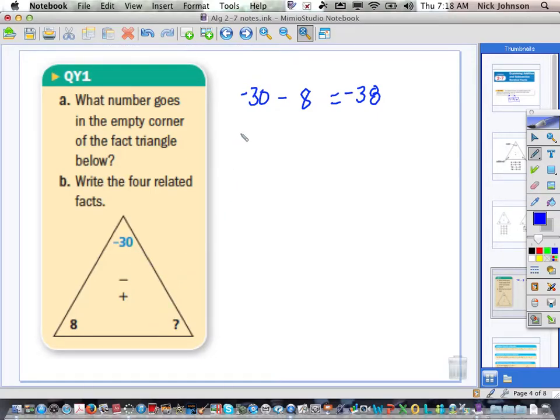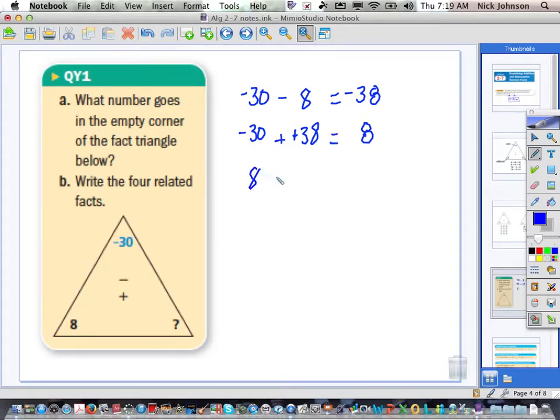So let's see if it works for the rest of them. Okay? Negative 30 minus, right here, and then my question mark is a negative 38, I said, equals 8. Does that work? Well, minus a minus is plus. So I got a positive number plus a negative number, so you subtract. 38 minus 30 is 8. Okay? Sign of the bigger number is plus, so it's plus 8. Did it work? Yes.